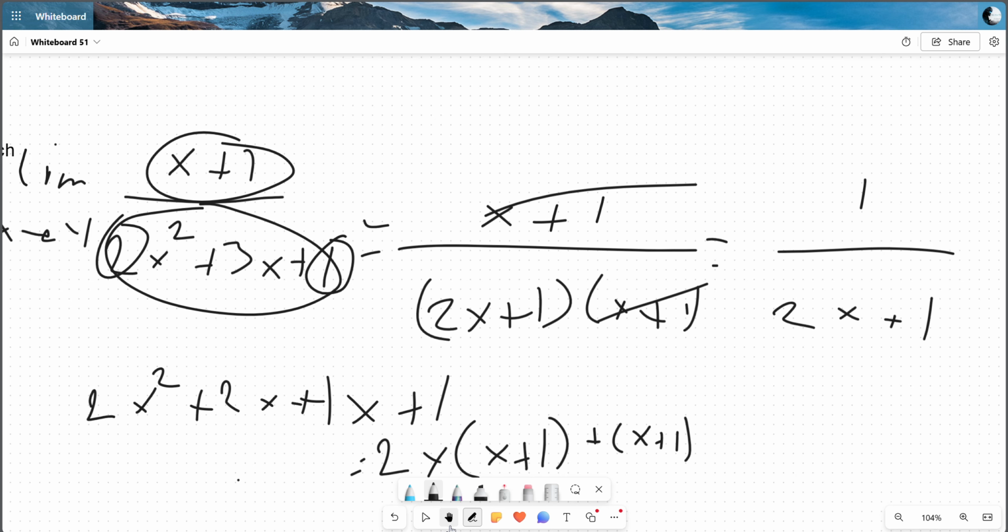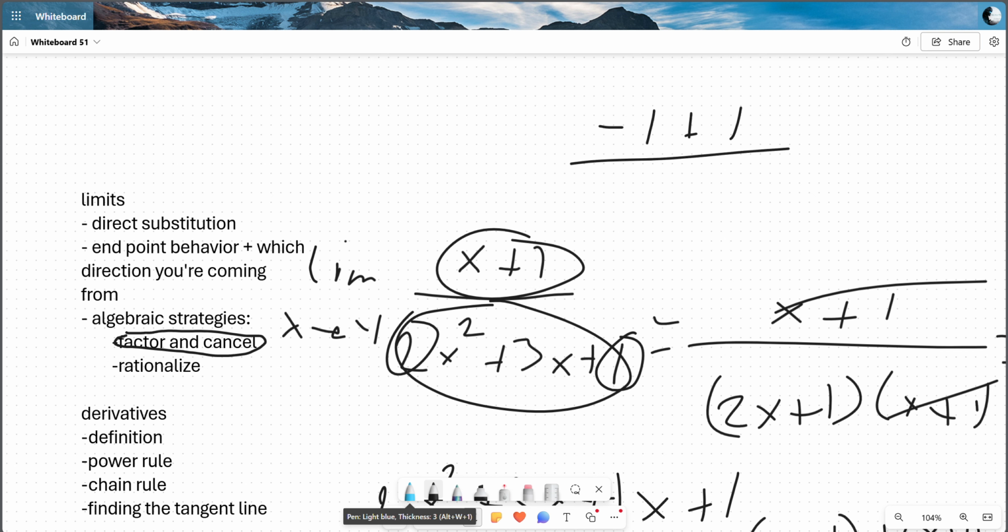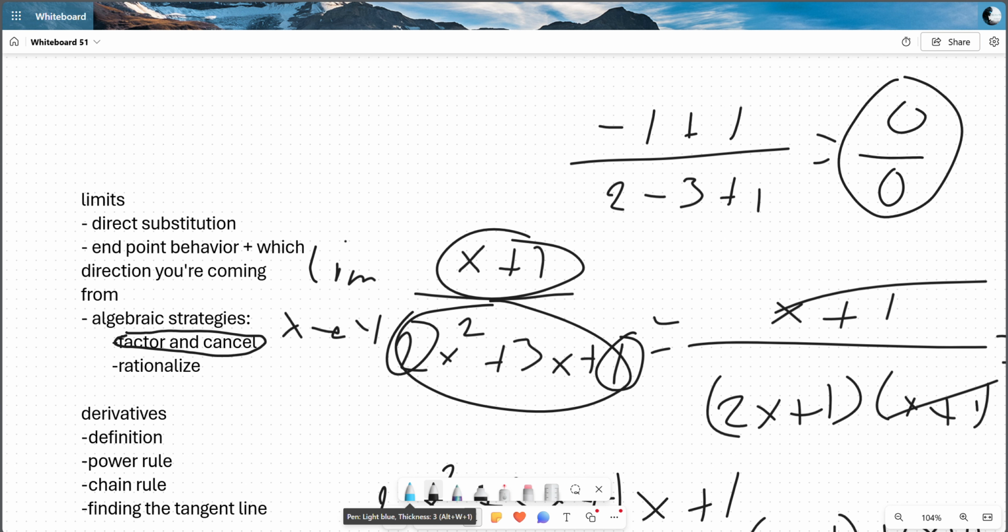Now notice when we directly try to substitute, we have x plus 1 on top, and we're plugging in negative 1. So we have negative 1 plus 1 divided by 2x squared, where x squared is 1, so that's 2 minus 3 plus 1. And we get 0 divided by 0. This is really special. This is called indeterminate form. You might be inclined to say that we have a 0 on the bottom, so this is just undefined, and use the exact same strategy as before. But that's not true. When we have indeterminate form, 0 divided by 0, that means we still have more work to do. There's a way we can find an answer.